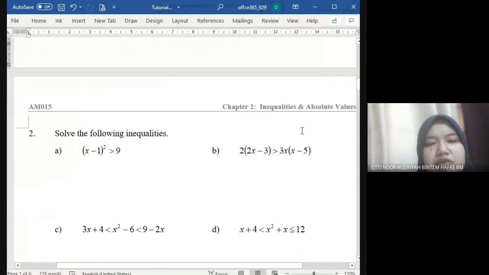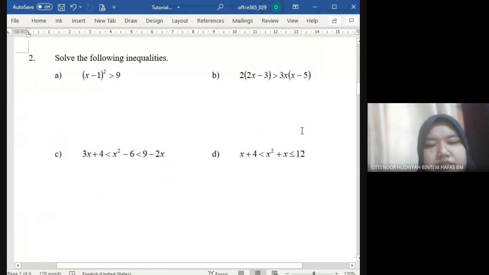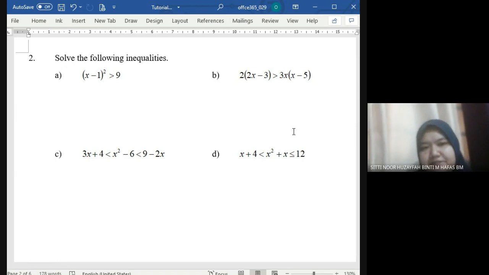Okay, soalan nombor 2. Untuk inequality, kita boleh selesaikan sampai kuadratik. Kalau linear tu standard biasalah, you dah belajar kat sekolah. Tapi kalau kuadratik, dia ada 3 cara nak selesaikan dia. Kat sekolah mungkin you belajar dalam bentuk number line. Yang kedua, gunakan graphical method. Yang ketiga, guna table of sign.